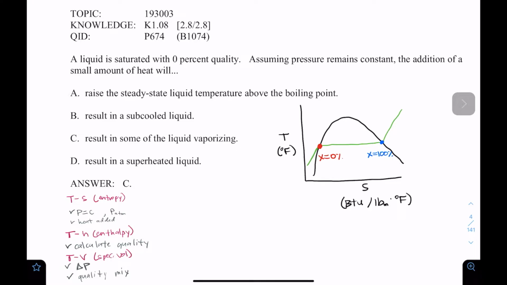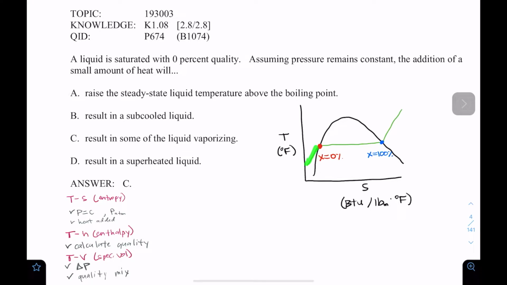At this part, I'm going to have a little bit of liquid vaporizing. Just a little bit because I'm changing the quality, right? If my quality was 0 and I add a little heat, I'm increasing my quality in that direction. So yes, it will result in some of the liquid vaporizing. And that's why this is the right answer.